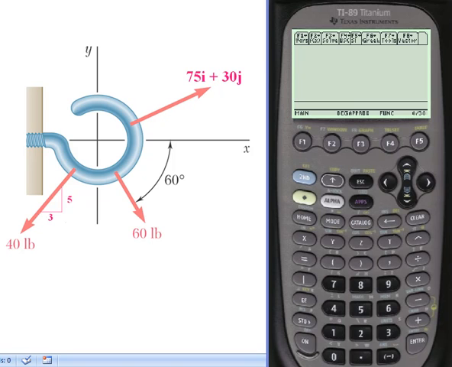Let's try finding the resultant of three forces acting on an I hook using the vector capabilities of our TI-89 Titanium calculator. You see the three forces here are 75i plus 30j, a second force at 60 pounds with negative 60 degrees from the x-axis, and the last one is this 40-pound force with a slope indicator 3, 5, which means it's going into the third quadrant. Both of these should be negative terms.